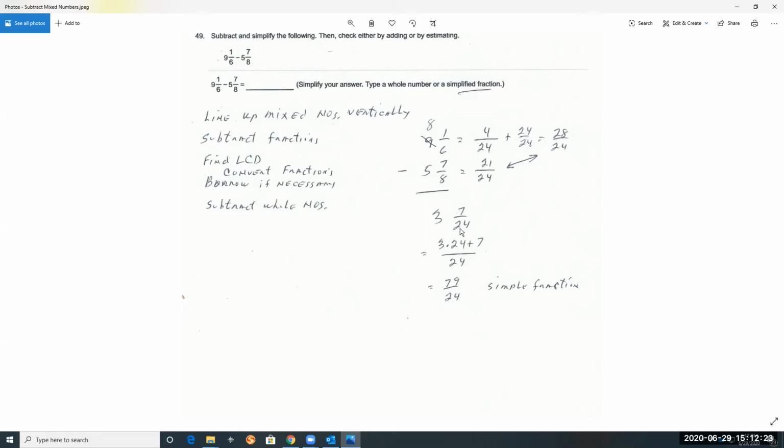So now we need to convert the mixed number into an improper fraction. We take the denominator 24 times 3, add the 7, put that all over 24, and that gives me a simple fraction of 79 over 24. Simple fraction or an improper fraction in this case.